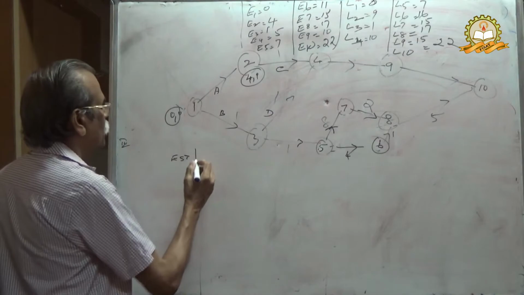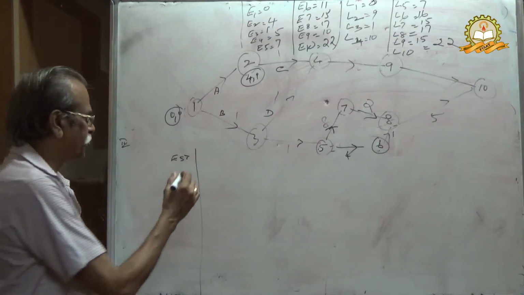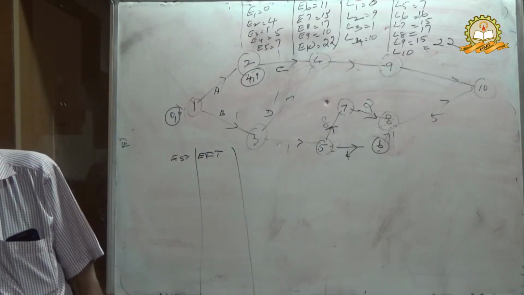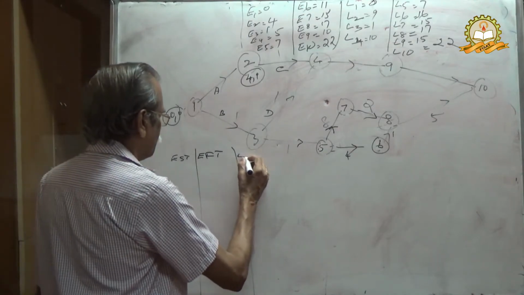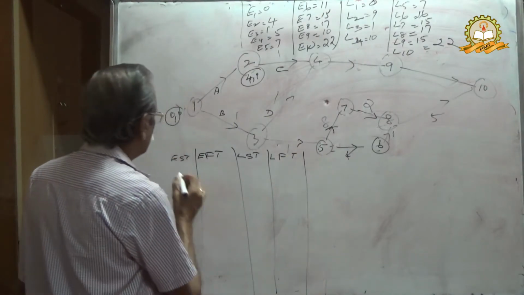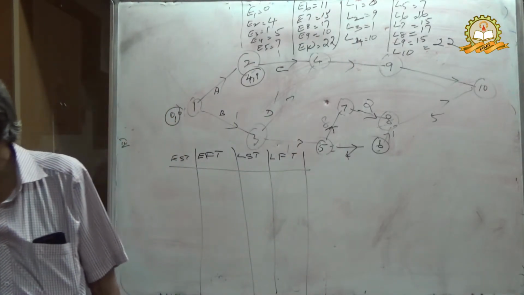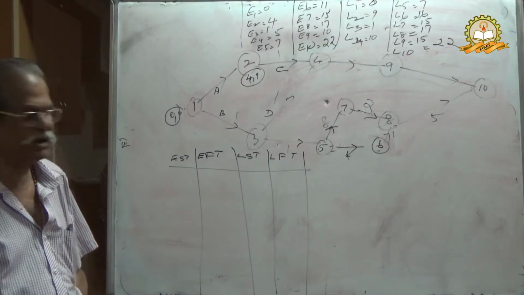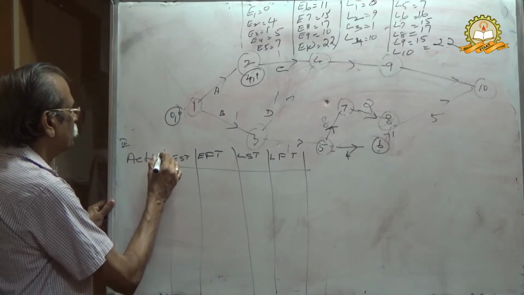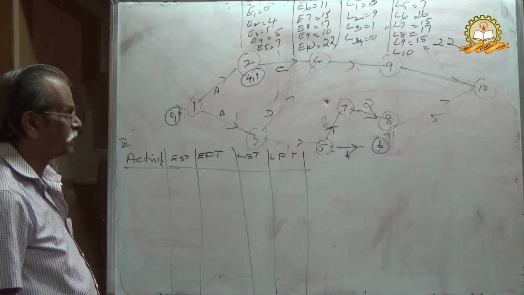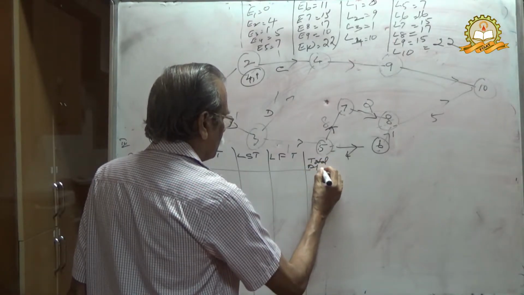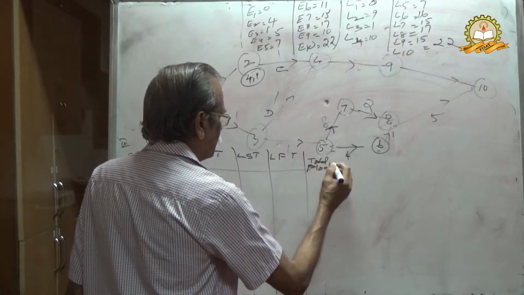Then EST, then you need EFT, then LST and LFT. LFT, LST, EFT, EST. And the first column, activity. Here you write total float.